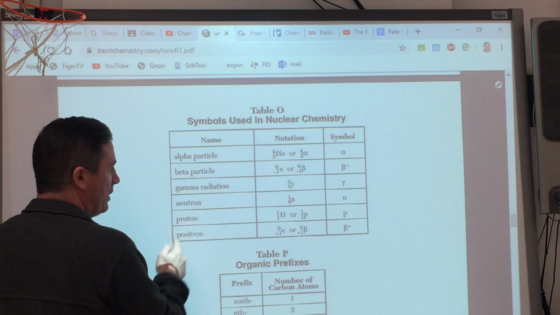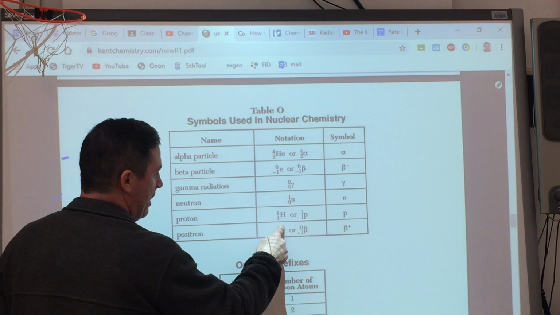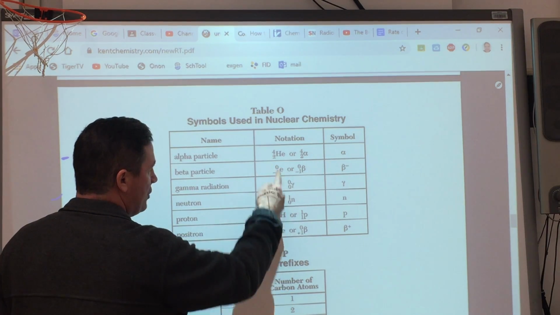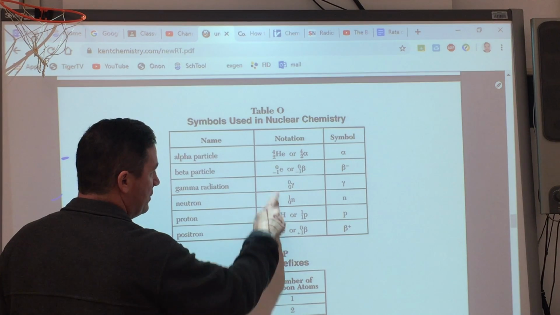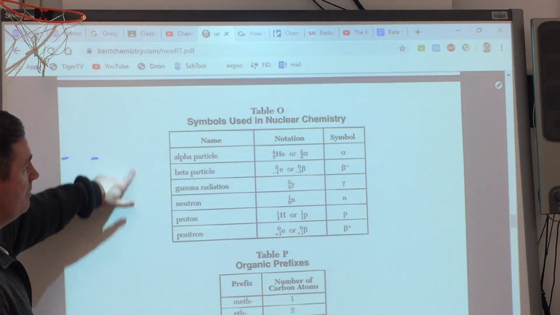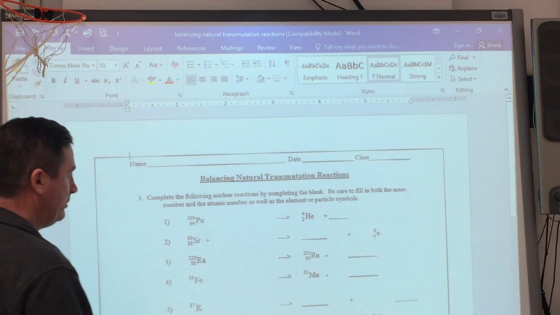We already know about neutrons and protons. And positron was the one we learned yesterday. Positrons are kind of the anti-electron in that they have the same mass, but they have a positive charge. Okay? So we're going to pull this down because we're going to look at that here in a second.